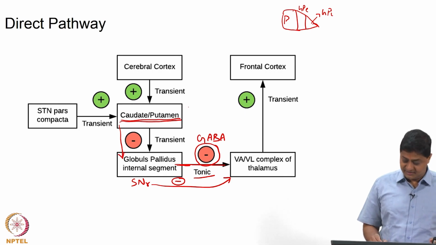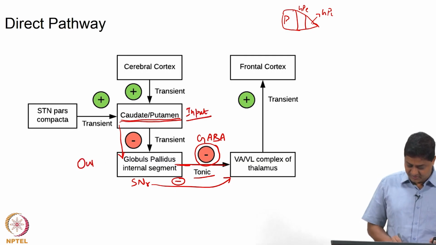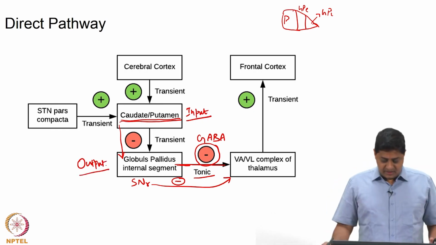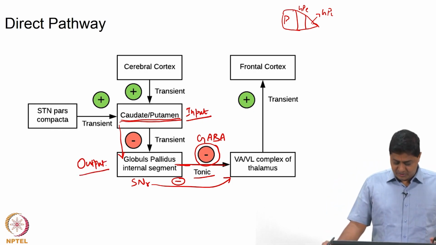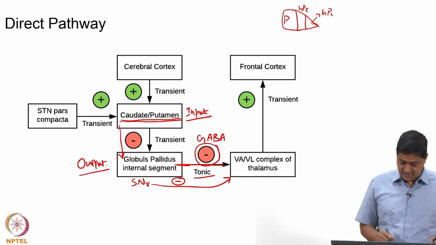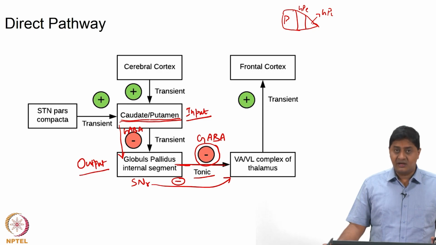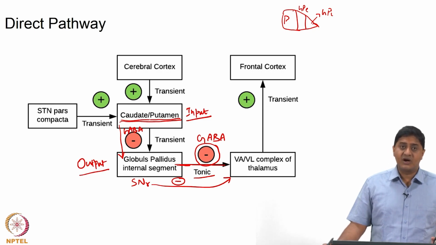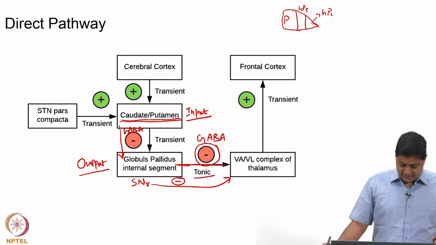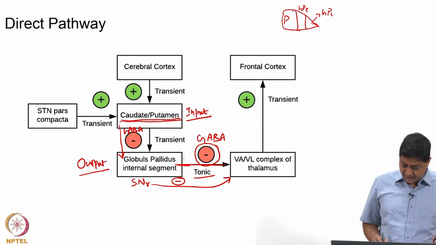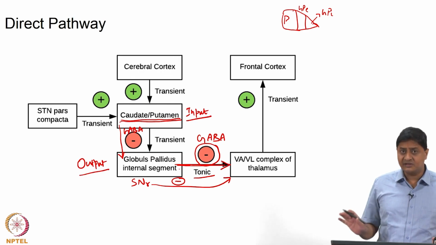This is the major input structure, and this is the major output structure, and the connection from the input to the output structure is GABAergic, mediated by the output of the medium spiny neurons, and uses GABA as the neurotransmitter. But let us remember that already the GPI is tonically inhibiting the thalamocortical neurons.